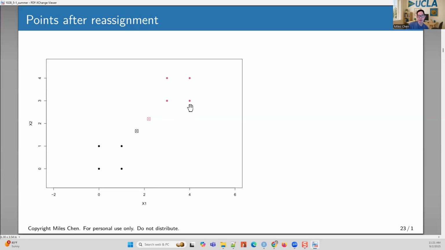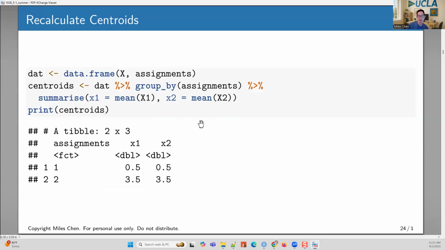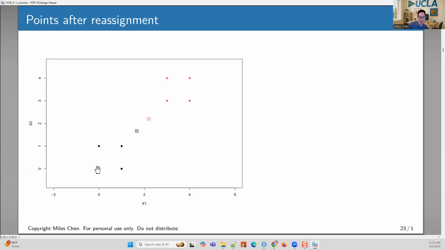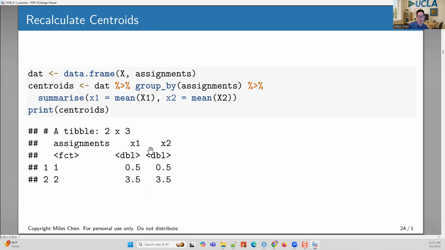And then once we have these points, we're going to recalculate our centroids. So once you finish the reassignments, you recalculate your centroids. And so doing that, we say, hey, what is the centroid of these 4 points? And we would get 0.5 comma 0.5. What's the centroid of these points? And you'd get 3.5 comma 3.5. All right, and that's what we have right here.